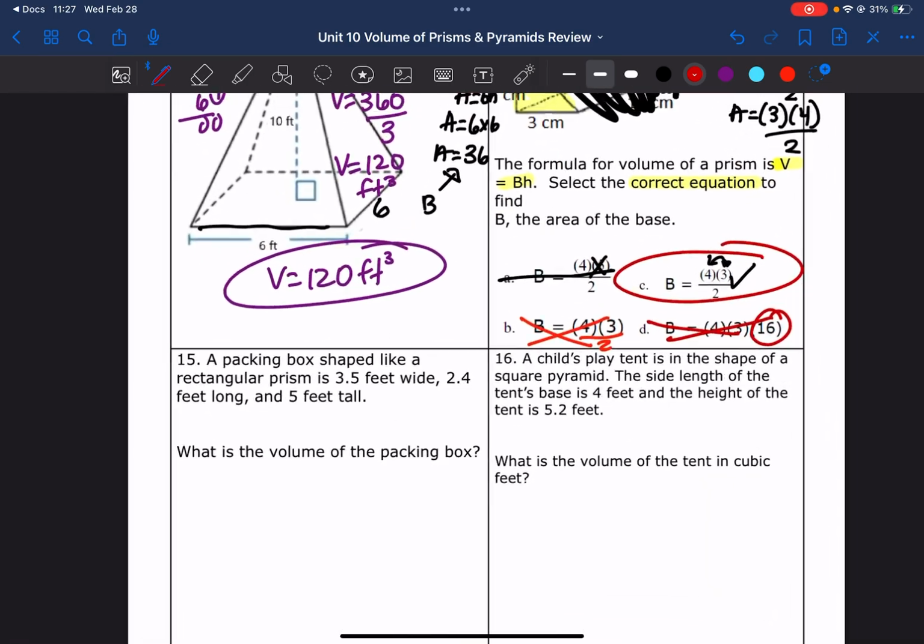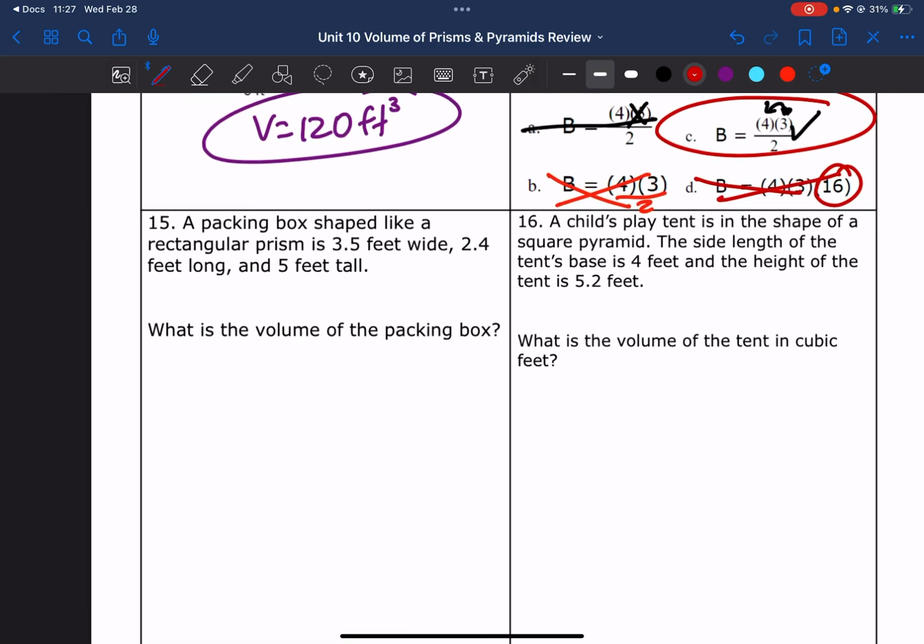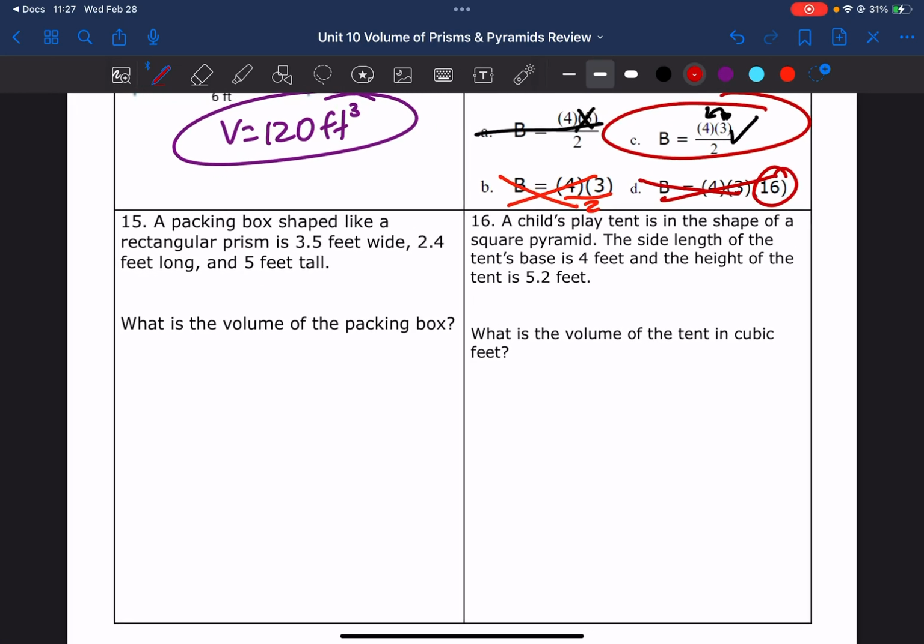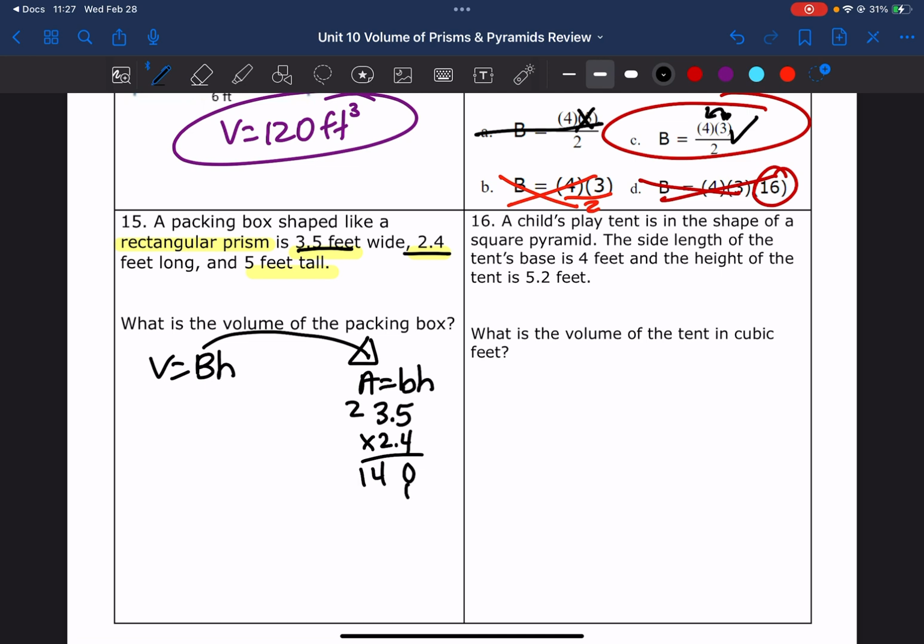Go to number 15. Okay, number 15 is talking about a packing box that's in the shape of a rectangular prism, which means we have 3.5 feet by 2.4 by 5 feet. Now, this is going to be volume equals capital B times height because it's a prism, and we need to find the area of the base, which is a rectangle, so we're going to do base times height. Now, if we come over here, that's going to be 3.5 times 2.4.